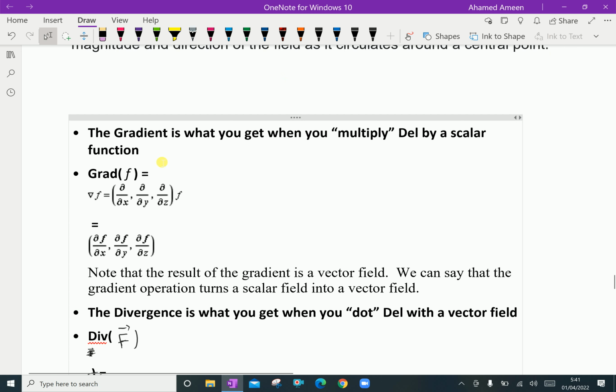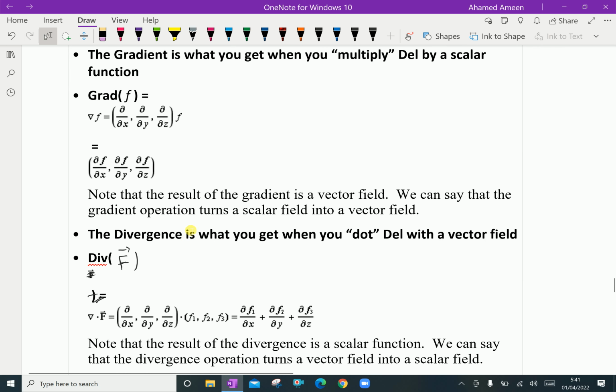Now we'll discuss further. The gradient is what you get when you multiply delta by a scalar function. That is, the gradient of the function f is delta f, equal to ∂/∂x, ∂/∂y, ∂/∂z of f, which is equal to ∂f/∂x, ∂f/∂y, ∂f/∂z. That is partial derivatives. Note that the result of the gradient is a vector field. We can say that the gradient operation turns a scalar field into a vector field. That means delta operates on a scalar field to give a vector field.